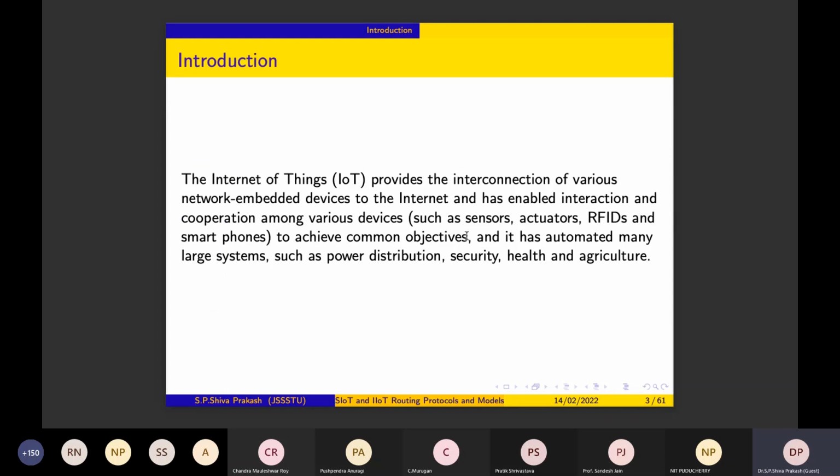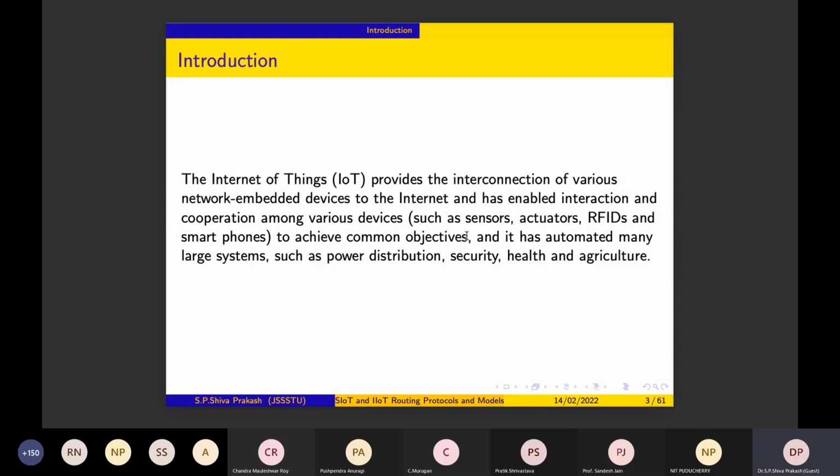To begin with, everyone knows what exactly the Internet of Things is. Basically, it provides an interconnection of various network-enabled devices, enabled through the Internet, which interact or cooperate among themselves. Like we have sensors, actuators, RFIDs, smartphones, right? But the important thing is to achieve a common objective, and this can be applied to various applications, such as automated applications like power distribution, security, health, and also agriculture.